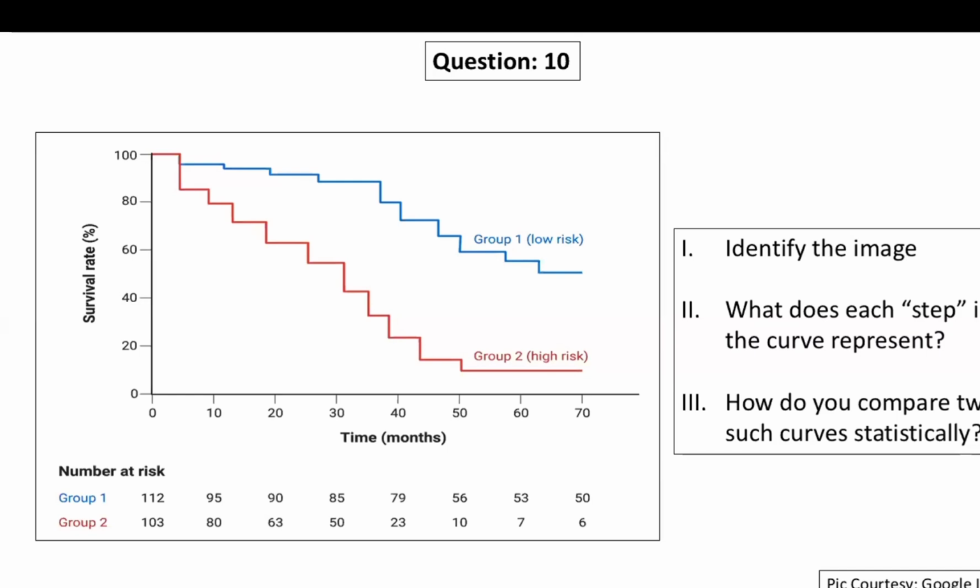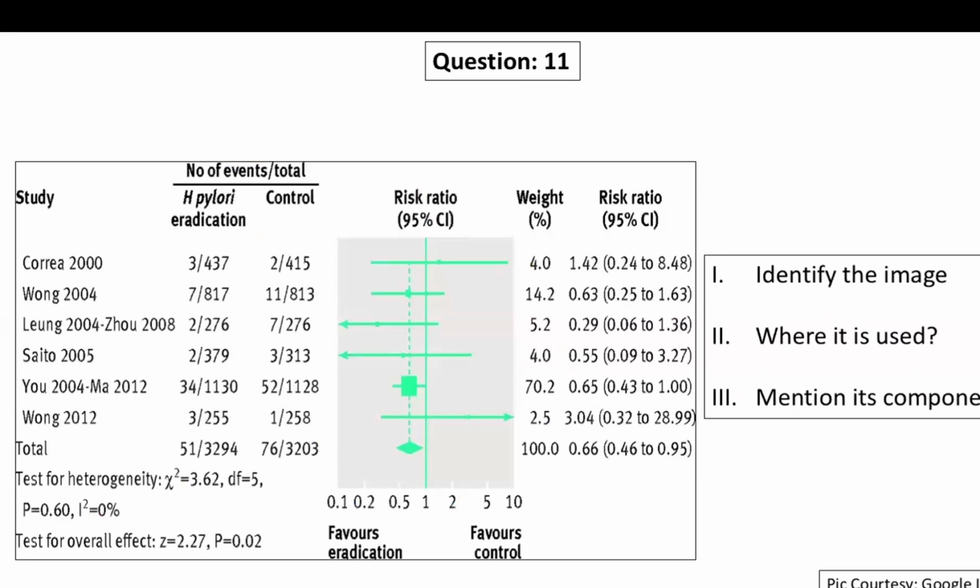So how do you compare two such curves statistically? By using the log rank test. Yes, you use the log rank test to compare the two survival curves statistically. Okay, identify this image. This is a forest plot, sir. Where do you use the forest plot? We use it for representation of a meta-analysis. Can you name all the components?